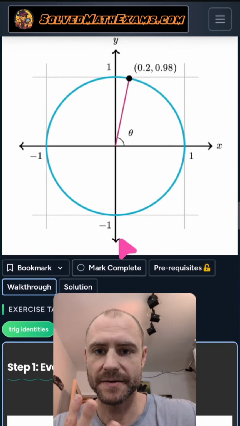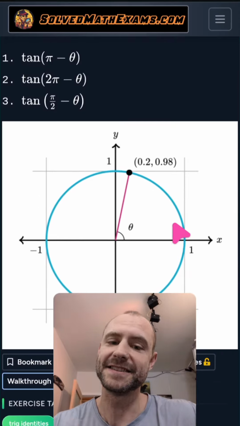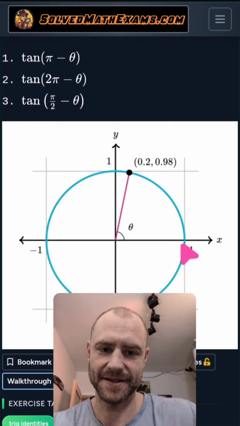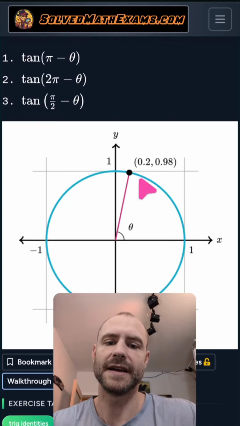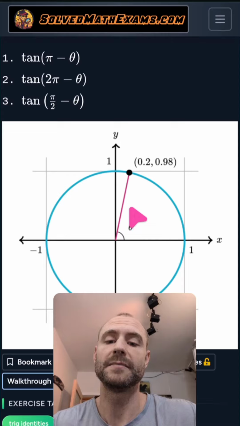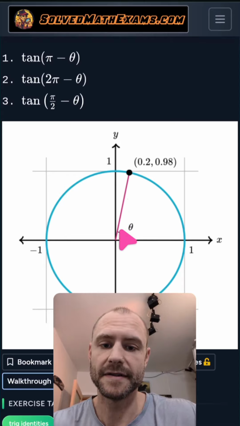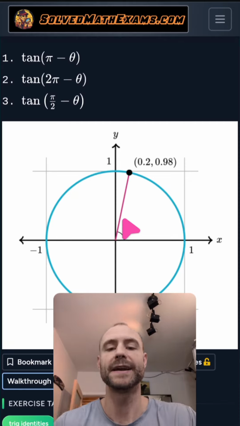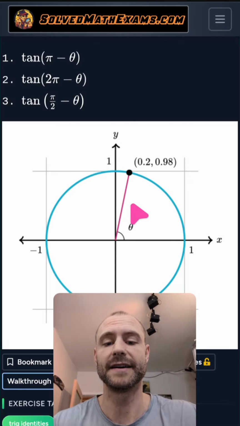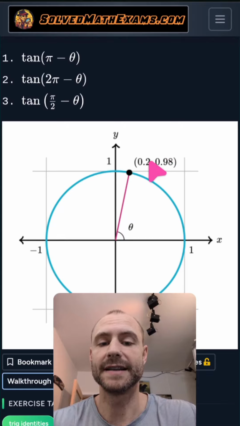So what are we talking about here with tangent? This is the unit circle, as you can see, because it only goes out to radius 1 here. When we're talking about tangent of angles on the unit circle, we're talking about the slope of the ray that it makes. So if we have tangent of theta here, we're talking about the slope of this line, right? Because it's the sine value over the cosine value. So it would be 0.98 divided by 0.2.